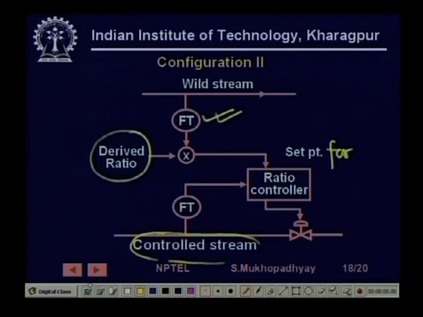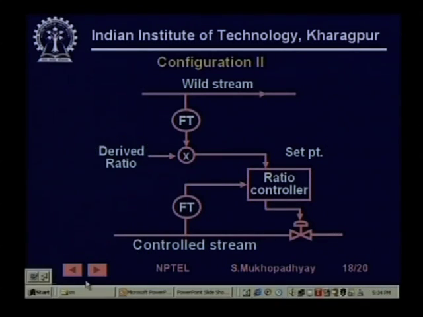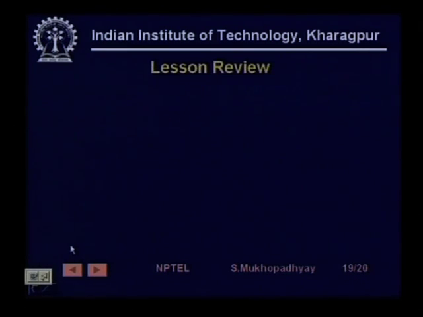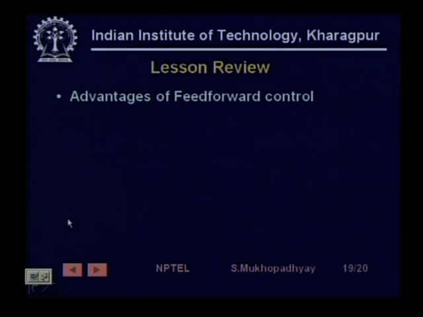This brings us to the end of this lecture, so let us review this lesson. We first of all looked at a fundamental disadvantage of feedback control, in the sense that it cannot respond immediately to changes in disturbance and is slow to do so.